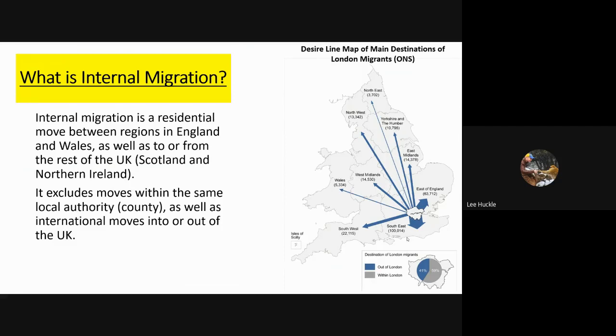So what you'd have done as a class is analyze this map, explain some of the areas where people are moving to in larger numbers, and why that is the case, and then explain why there are certain areas of England and Wales where people are moving to, but in lower numbers. You can see on the right hand side, it explains here internal migration is a residential move between regions. It excludes moves within the same local authority. So for example, in Central Bedfordshire, if somebody moved from one area of Central Beds to another area in Central Beds, that would not be included in the internal migration figures.